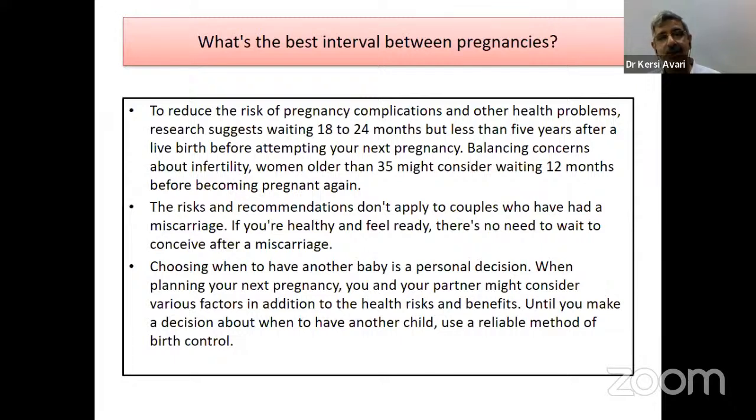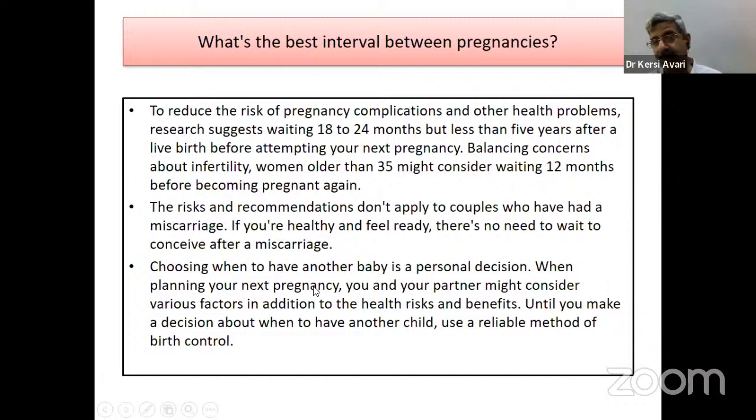As for the best time to reduce the risk of pregnancy complications, research suggests waiting at least 2 years for the next pregnancy, but less than 5 years. So balance your family. Balancing concerns about infertility, women older than 35 might consider waiting 12 months before becoming pregnant again.